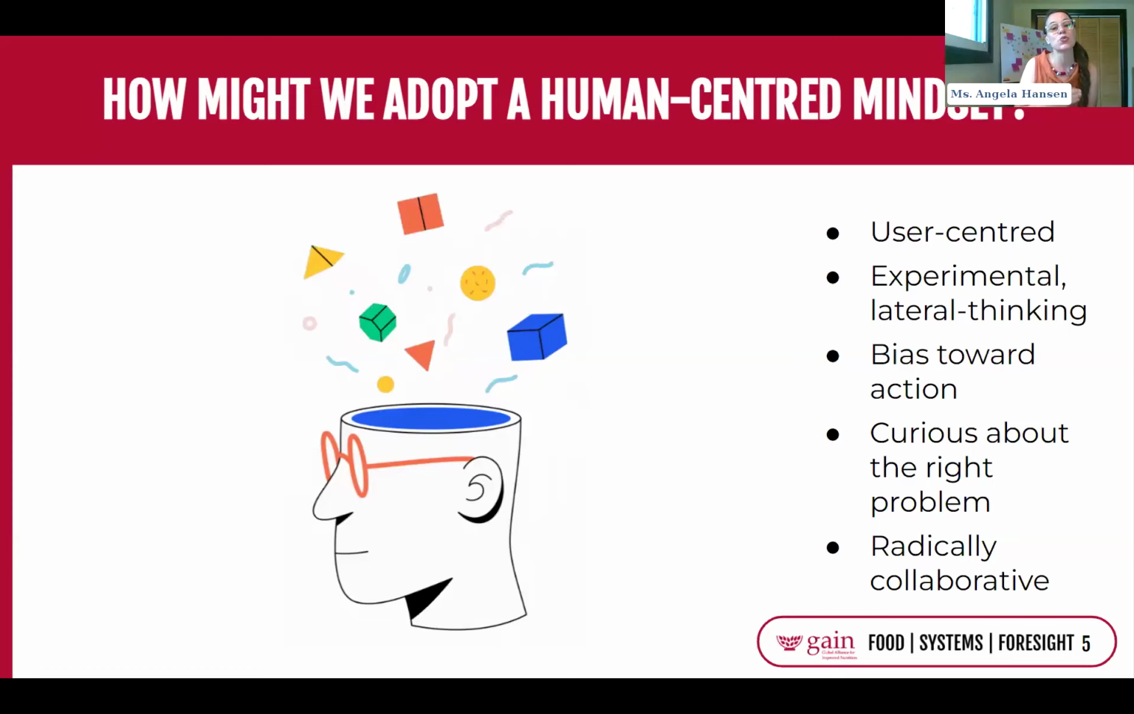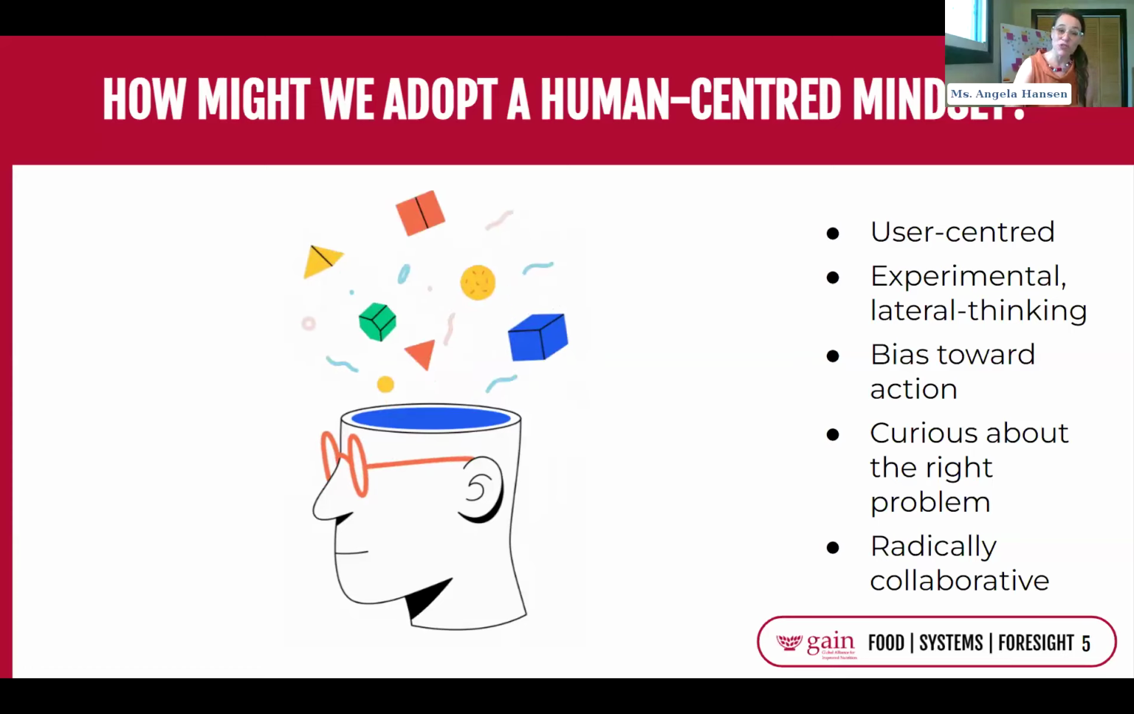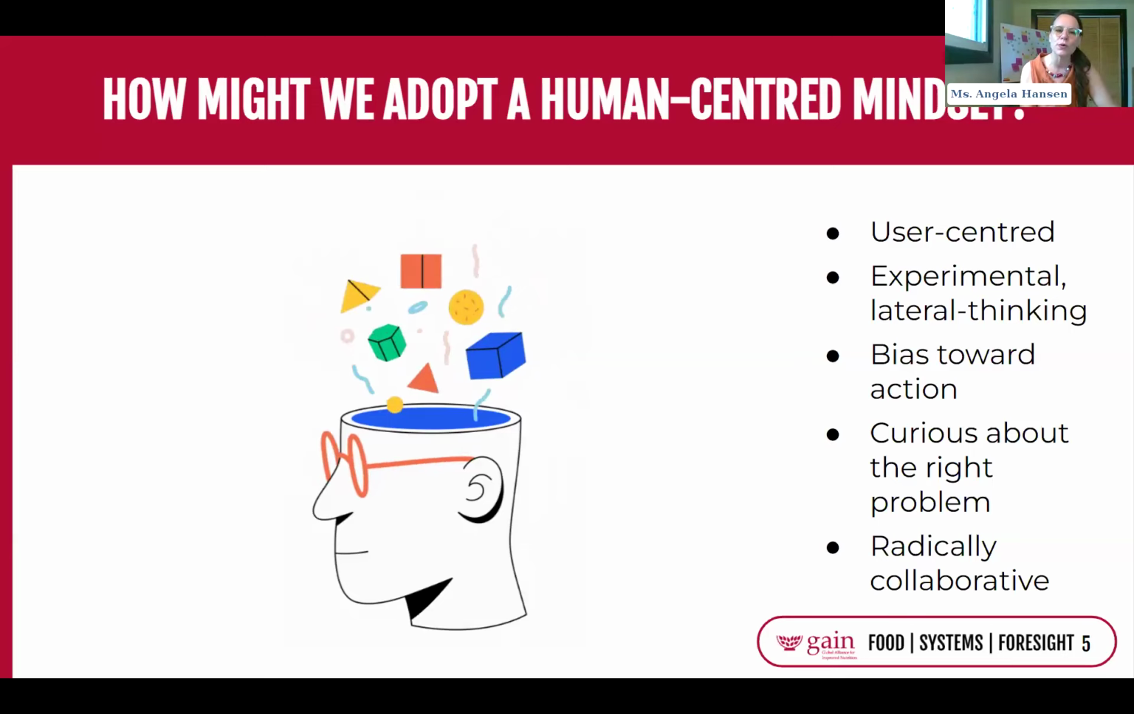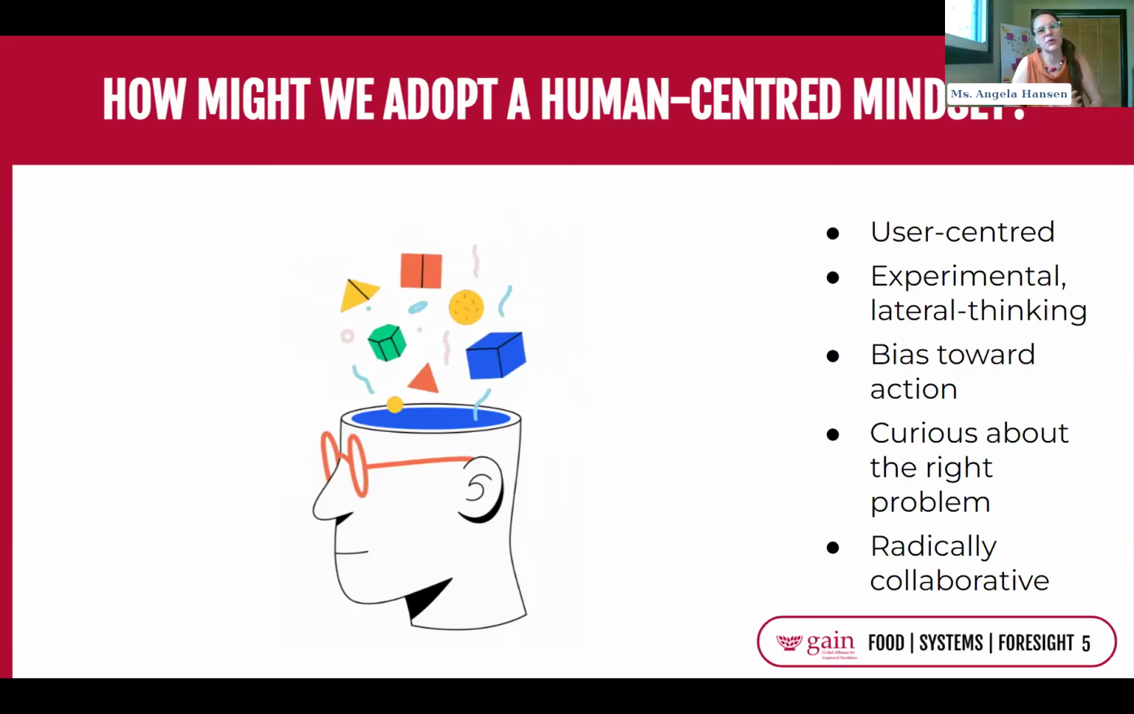We have a bias towards action when we have a human-centered mindset, and that means we try things. We look to fail fast. And we are curious not about the right knowledge, but about the right problem. Am I solving the right problem? Am I solving a root cause issue? Or am I putting a Band-Aid on a scrape when really I have something much more foundational to deal with?